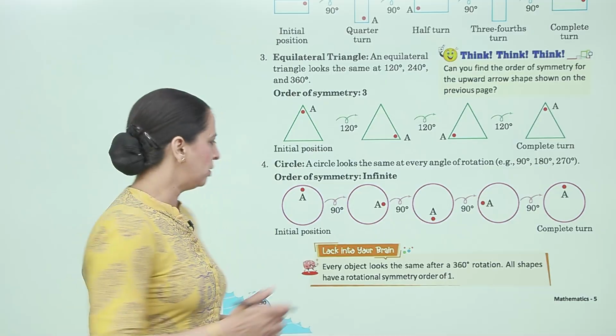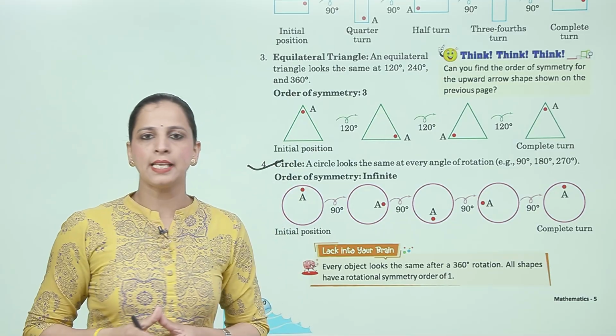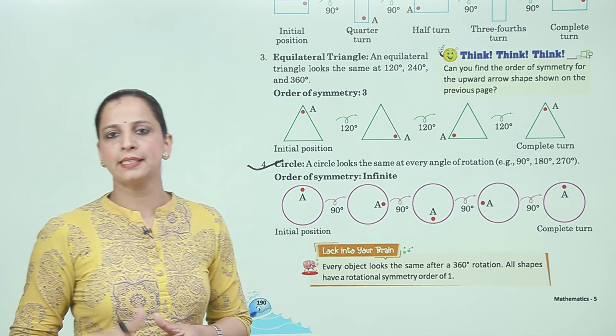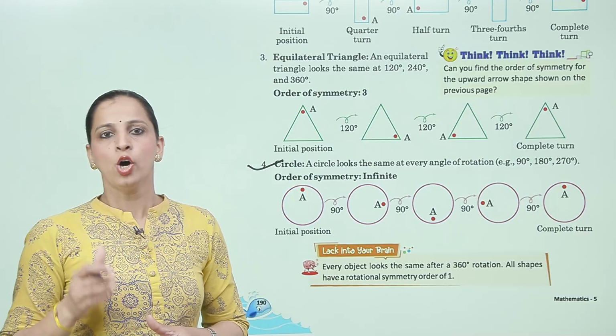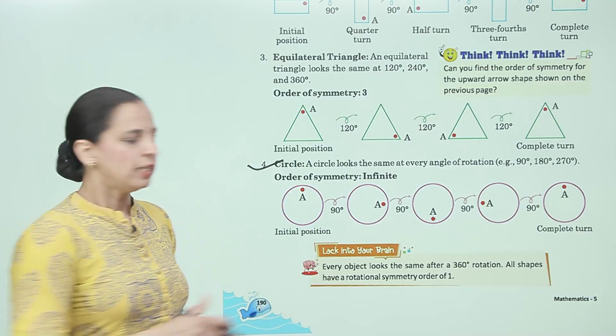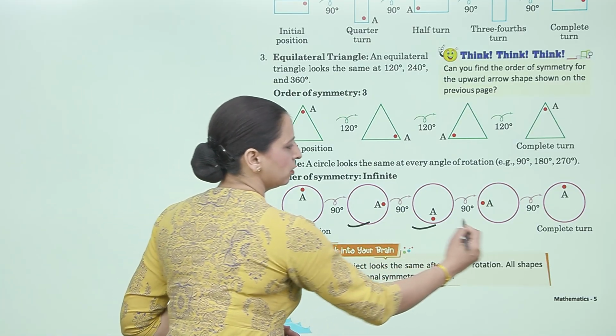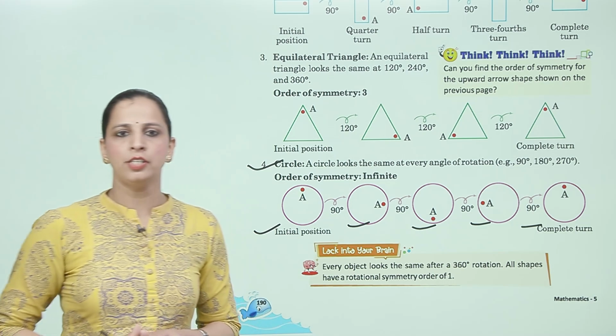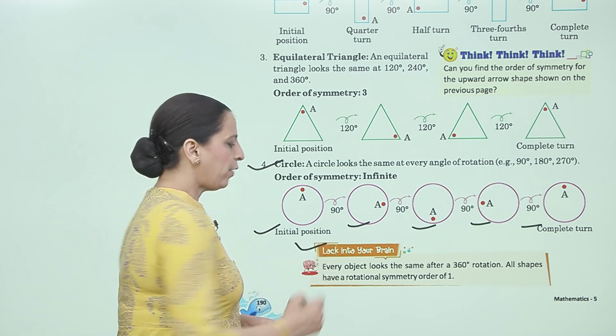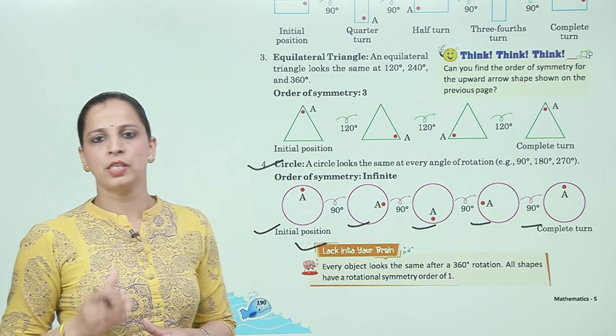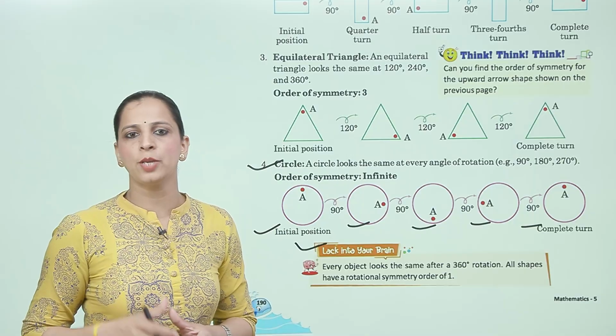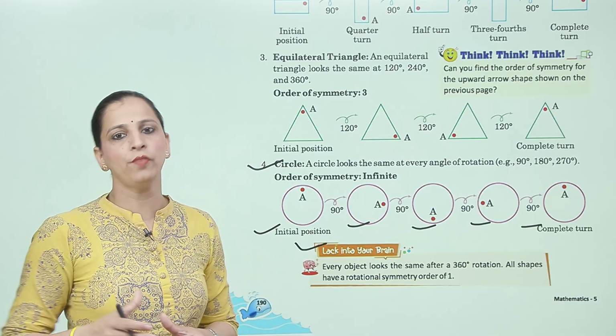Now next is circle. A circle looks the same at every angle of rotation, that is 90 degree, 180, 270. Order of symmetry is infinite. This is the initial position and this is the complete turn. Now lock into your brain. Every object looks the same after a 360 degree rotation. All shapes have a rotational symmetry order of 1.